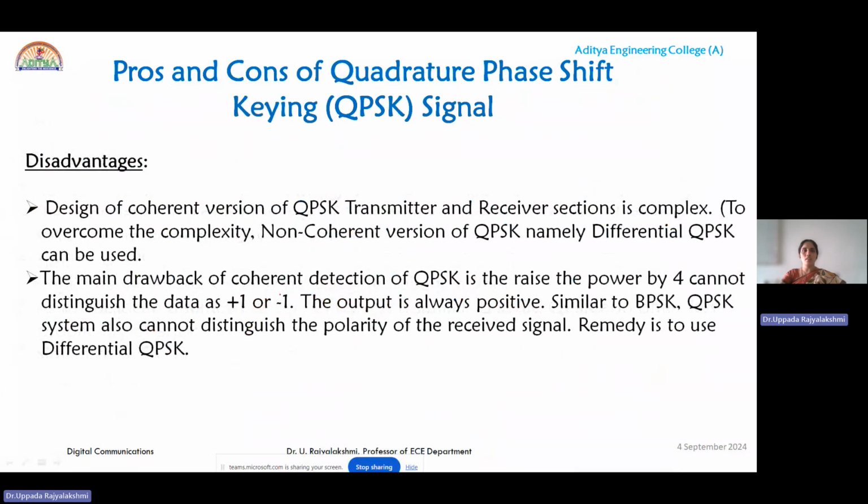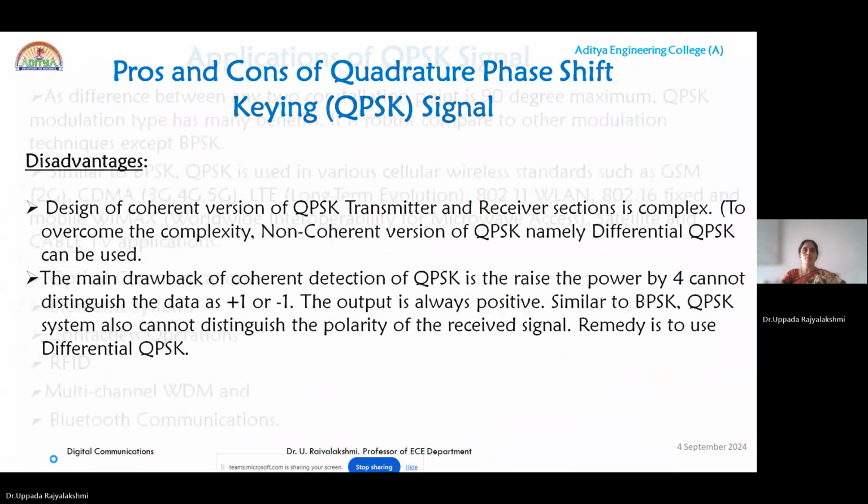Again, the same drawback: the design is somewhat complex, and maintaining the synchronization is also difficult. But once we maintain it, the SNR is good with less probability of error.